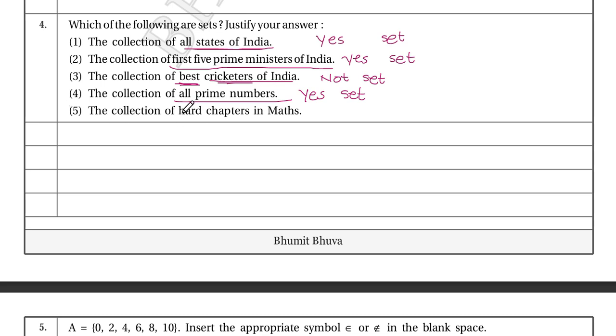Fifth one, the collection of hard chapters in maths. So this is not a set. Why? Because for every person it differs. The person who likes maths finds some chapters easy, and for the person who doesn't like maths, the chapters are difficult. So it is a matter of choice. So this is not well defined, so this is not a set.